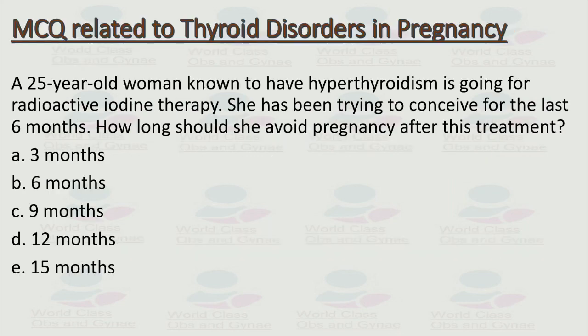Now MCQ. A 25-year-old woman known to have hyperthyroidism is going for radioactive iodine therapy. She has been trying to conceive for the last 6 months. How long should she avoid pregnancy after this treatment? We have different options and the answer is 6 months.